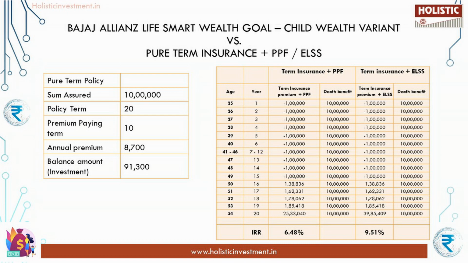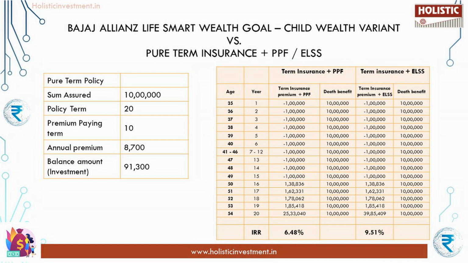The IRR post-tax return for pure term insurance plus PPF is 6.48% and pure term insurance plus ELSS is 9.51%. Although Bajaj Allianz Life Smart Wealth Gold Child Wealth Variant Plan invests in the market, the returns are substantially low. Here in PPF, which is a debt instrument, we get a better return compared to Bajaj Allianz Life Smart Wealth Gold Plan. The ELSS option provides you with inflation beating returns which are required for your child's future educational goals.